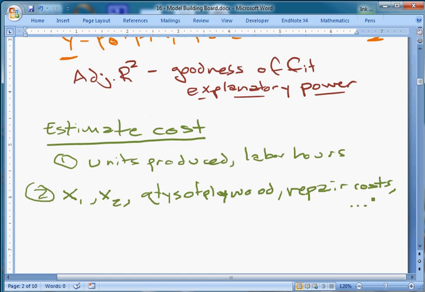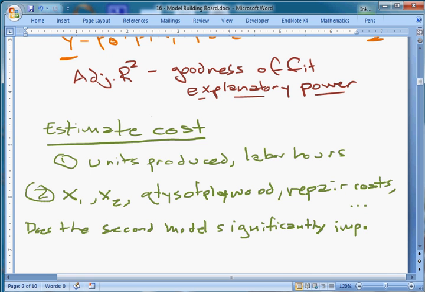So the question we're going to ask ourselves is, is it worth the time and effort to collect this extra data? And very specifically, does the second model do a better job? Does the second model significantly improve our regression? And what we're really asking essentially is, does it provide a better fit? So that's what we're going to ask. That's what we're going to look at. There's a very straightforward way to test for this.